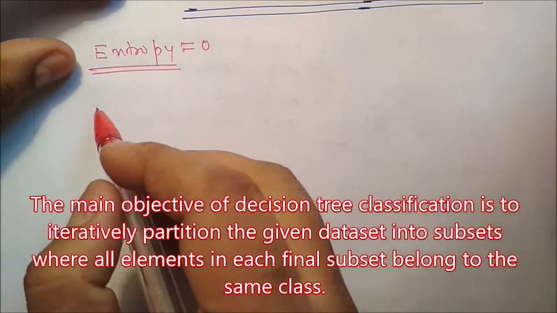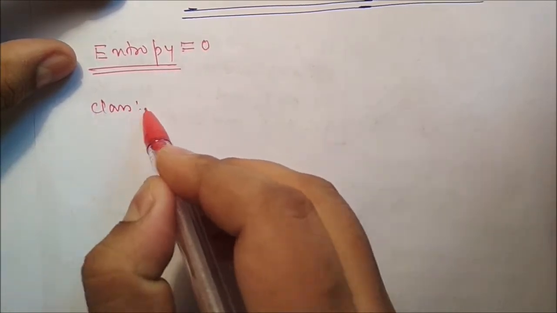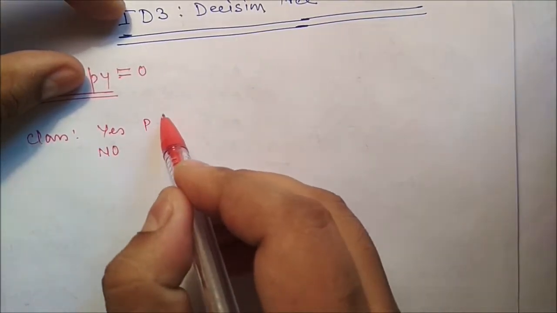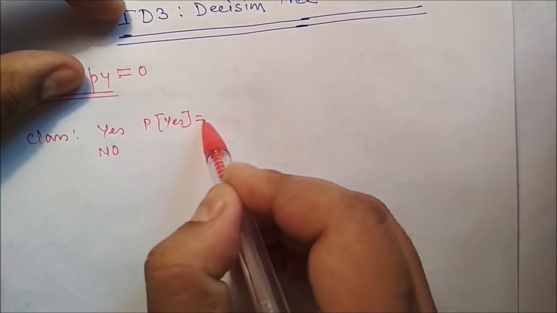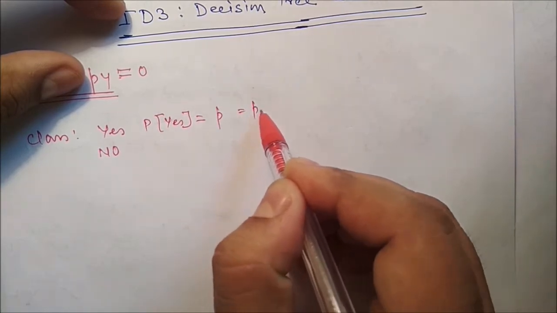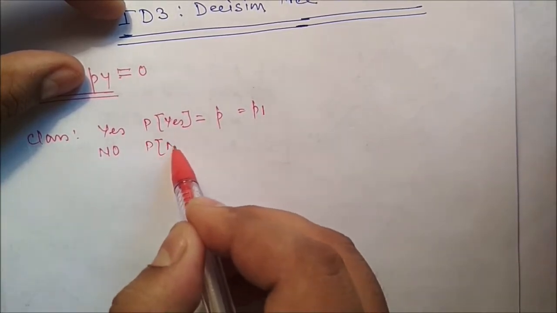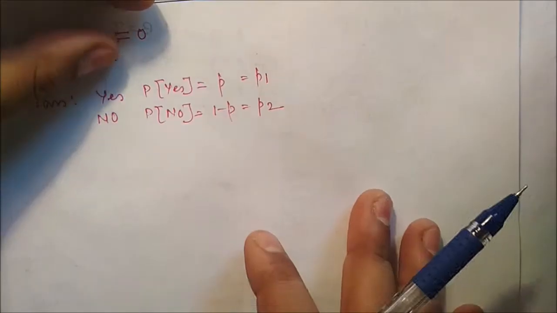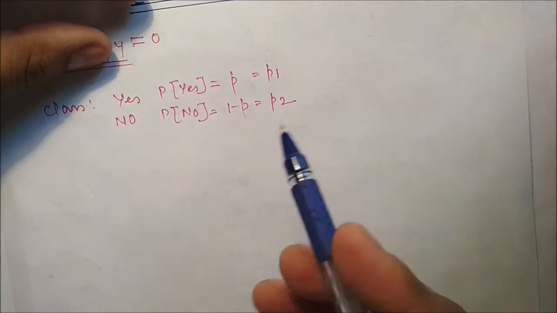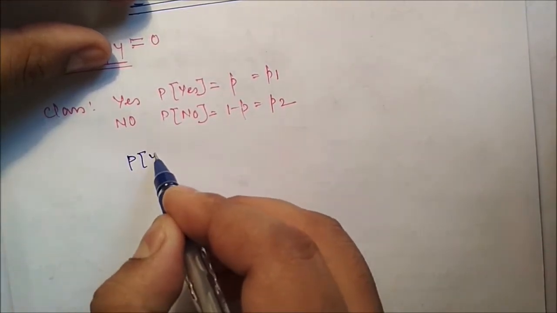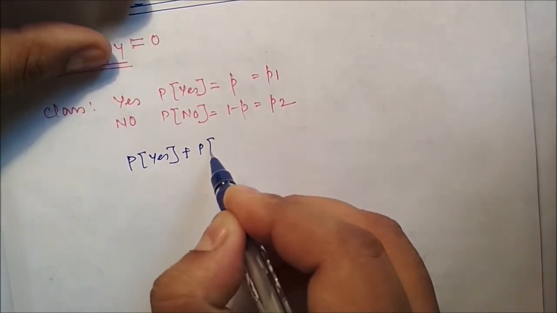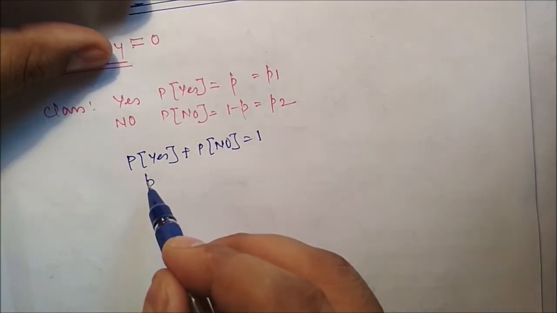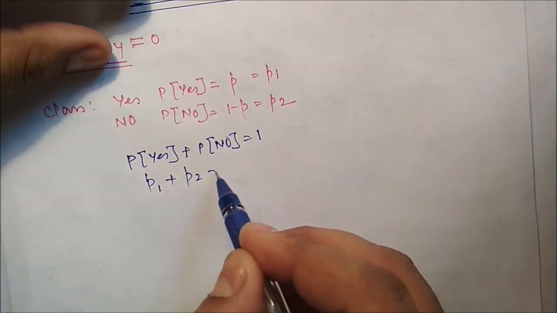Let there be two class labels, say class label yes and class label no, and the probability of class label yes is say p, or assume p1, and definitely the probability of class label no should be 1 minus p, or we assume it is p2. So the probability of yes plus the probability of no always should be 1, or p1 plus p2 always should be 1.